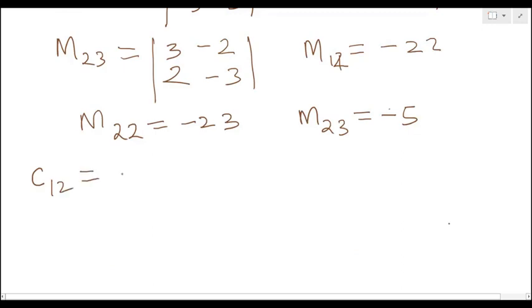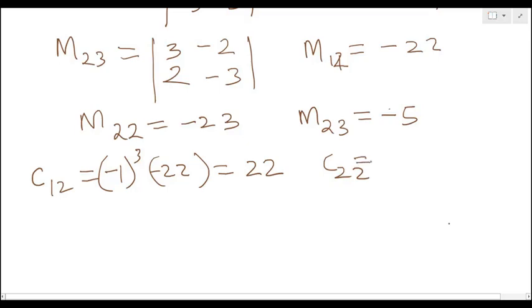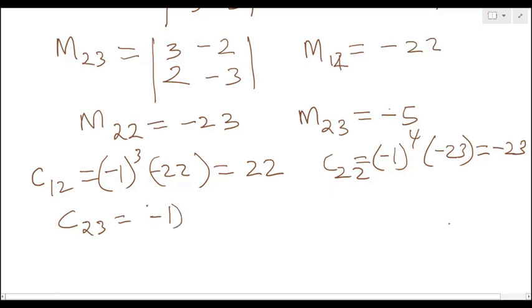C21 is equal to minus 1 raised to 3 multiplied by minus 22, which is equal to positive 22. C22 is equal to minus 1 raised to 4 multiplied by minus 23, which is equal to minus 23. C23 is equal to minus 1 raised to 5 multiplied by minus 5, and this is equal to 5.